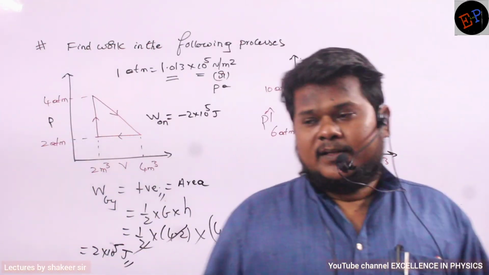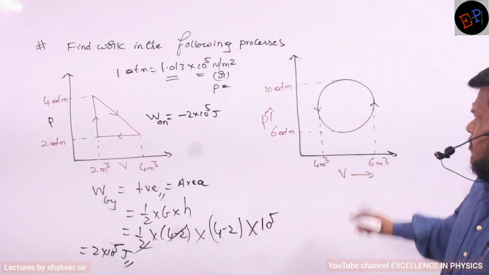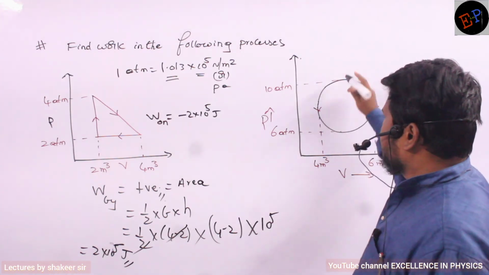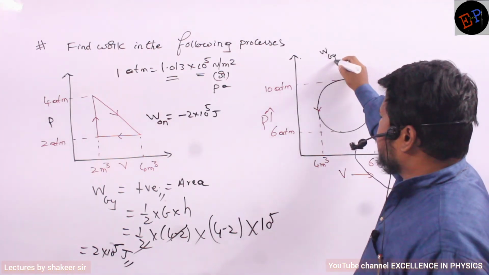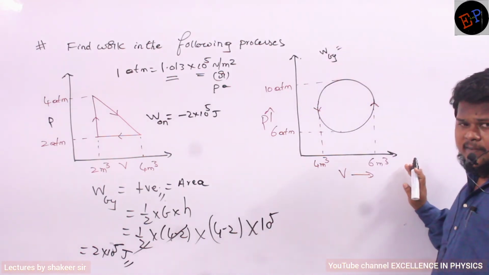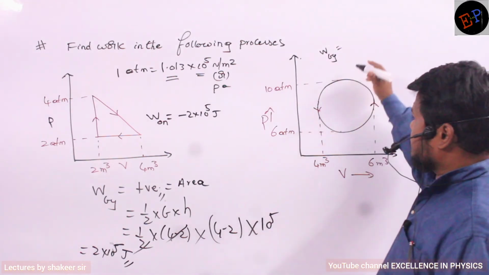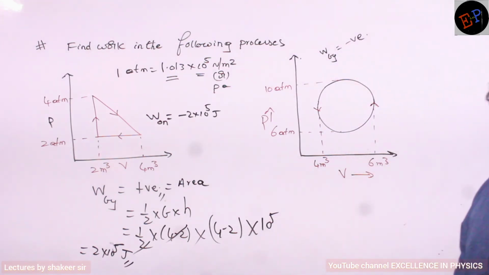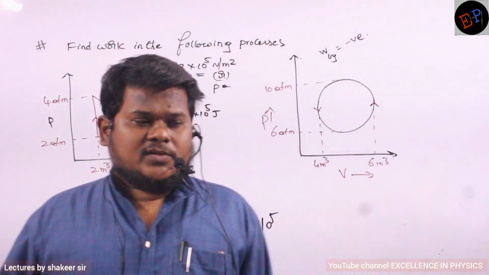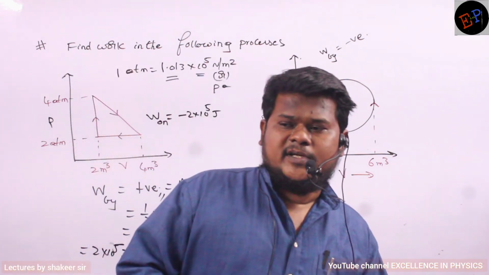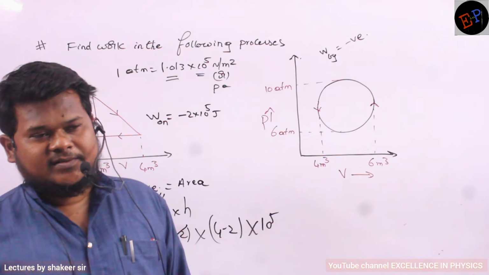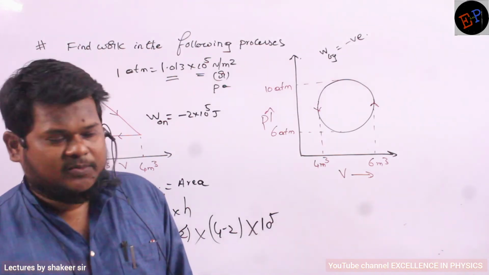Now see, how can I calculate the area in the case of this condition in the second question? First of all, is work done by the gas positive or negative? Negative. Why? Anti-clockwise graph. So work done by the gas is negative. And what is the shape of the figure? A circle, so the formula of area is pi r square. What is the radius? We don't know.